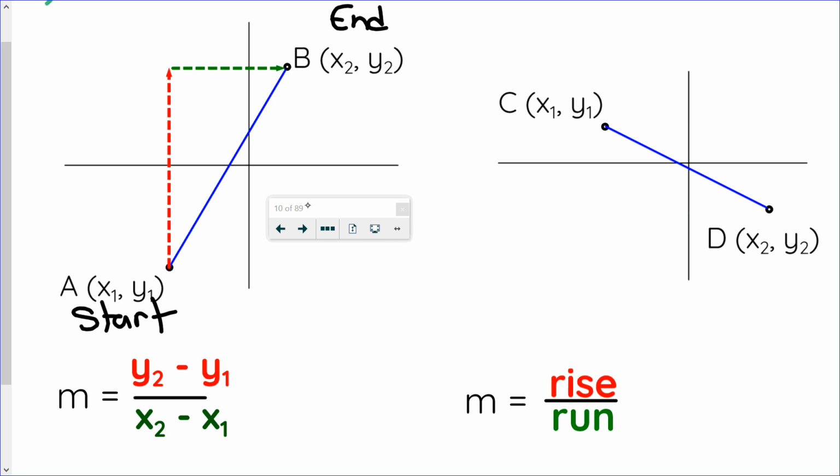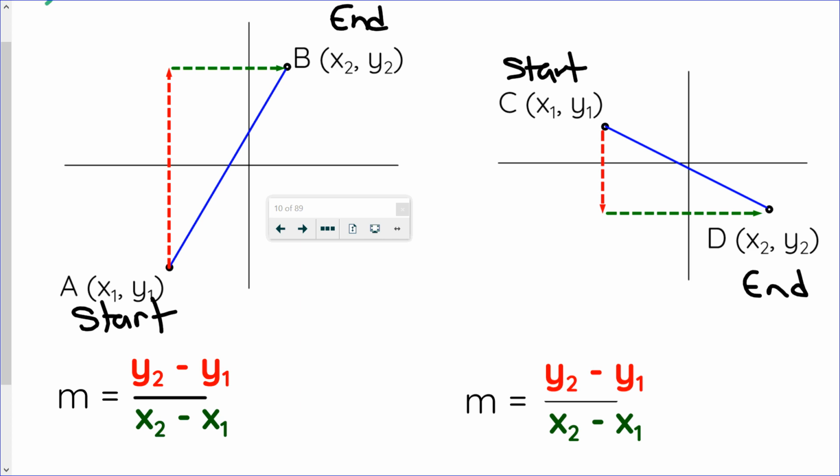So the next one again, reading my graph from left to right, I am using point C as my start point and point D as my end point. So similarly, I'm going to do rise over run. So rise is the difference in my y values. So I'm going to take my end point, y2, minus my beginning point, y1. And similarly for run, that's the distance between your x values. So end x point, x2, minus the beginning, x1. I know when I do my calculation, I should expect to see a negative slope.